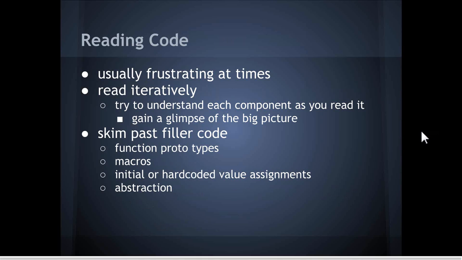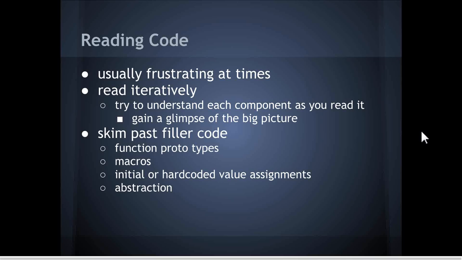So reading code can be really, really frustrating. It can be completely uncommented. The comments could be from various people, and all of them could have not understood what they're doing, and it could only confuse you more. So my suggestion, and the suggestion of many industry experts, is to read iteratively, try to understand each component as you read it, and always try to keep an image of the big picture. Always try to skim past filler code, because that can really slow you down.